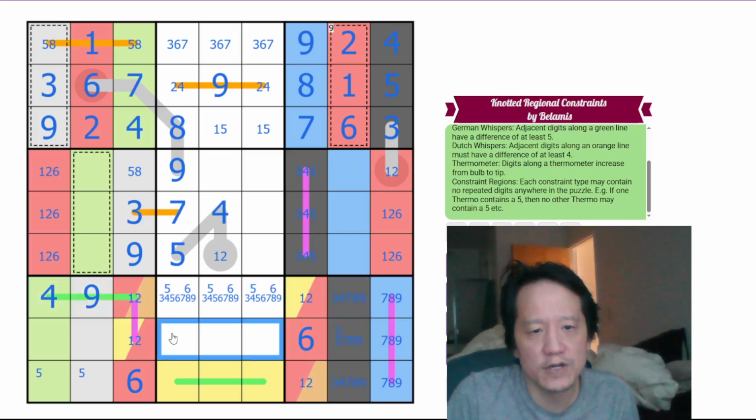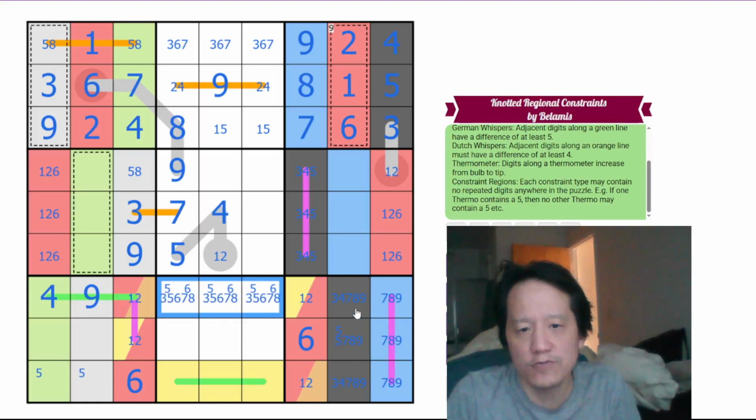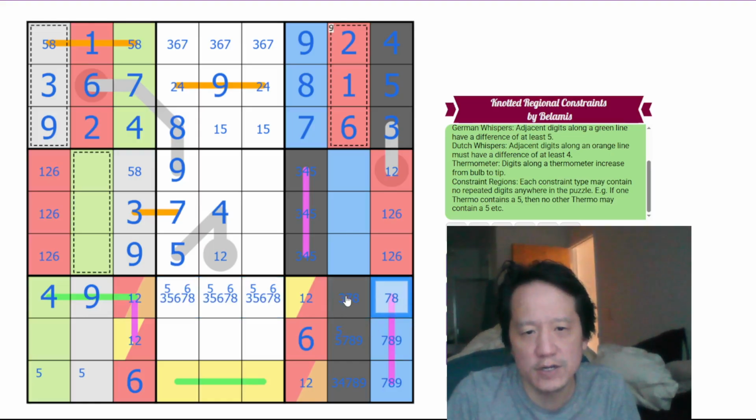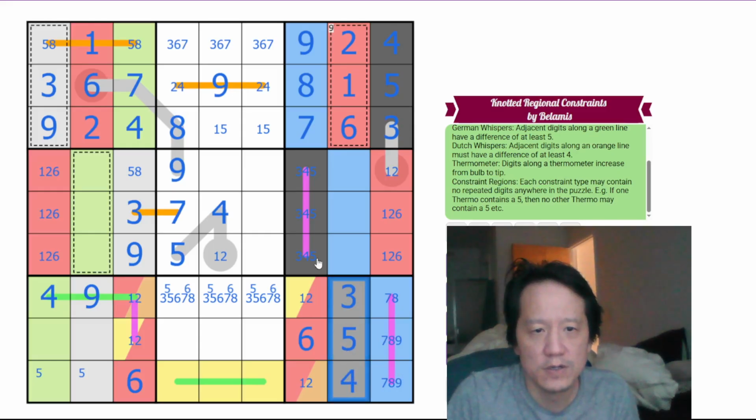This is 4 and 9, so 4 and 9 cannot be here. 4 and 9 cannot be here. This can't be 9. This can't be 7 or 8. This has to be 3 then, which makes this 5, which makes that a 4. This can't be 3 or 4 because of 3 or 4 in the row, so this is 5, which means this can't be 5, this can't be 5.